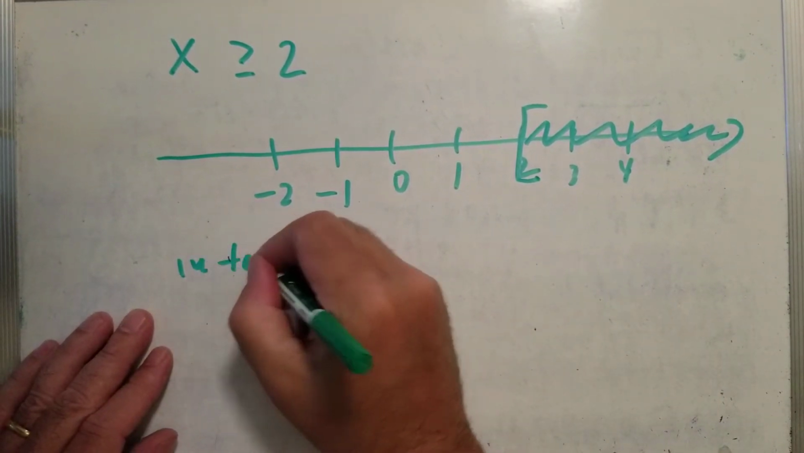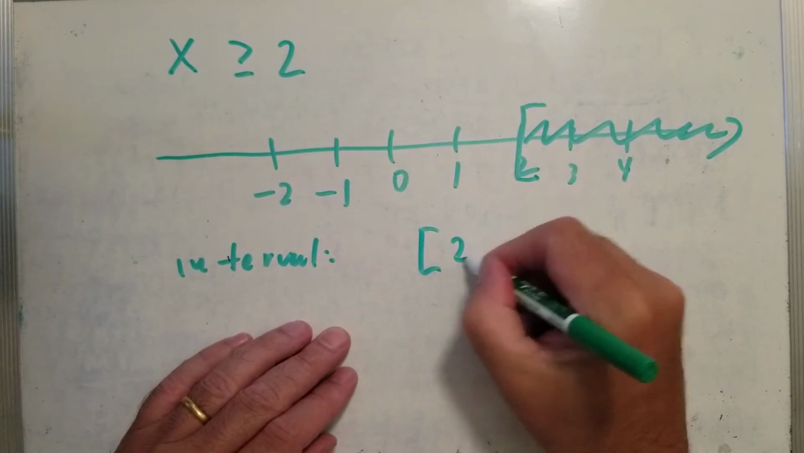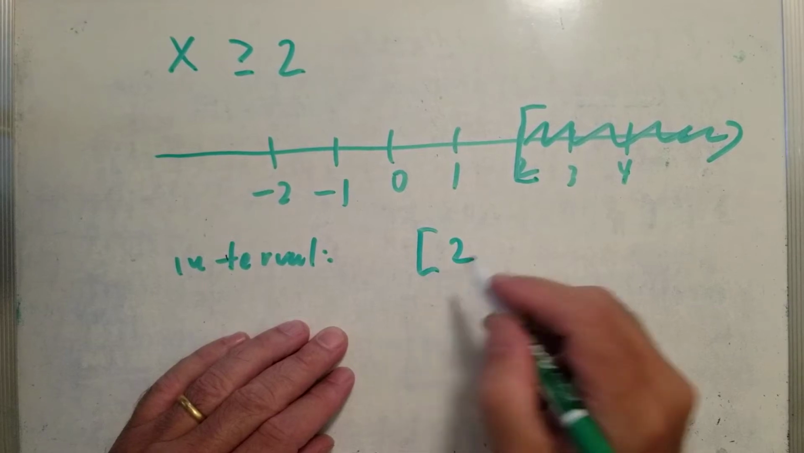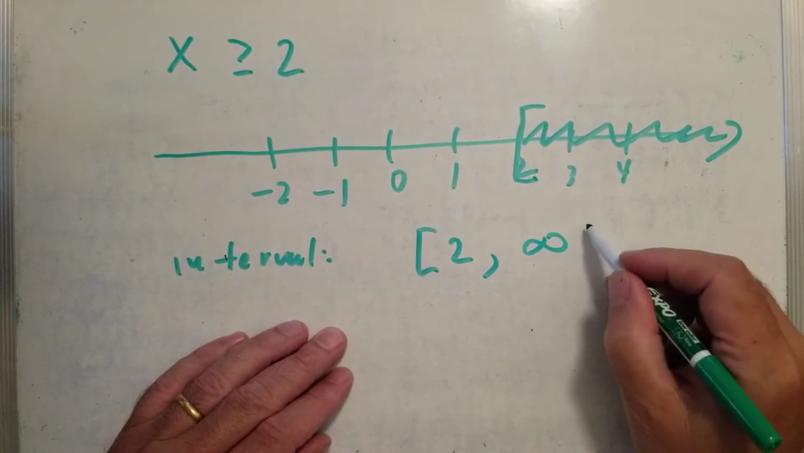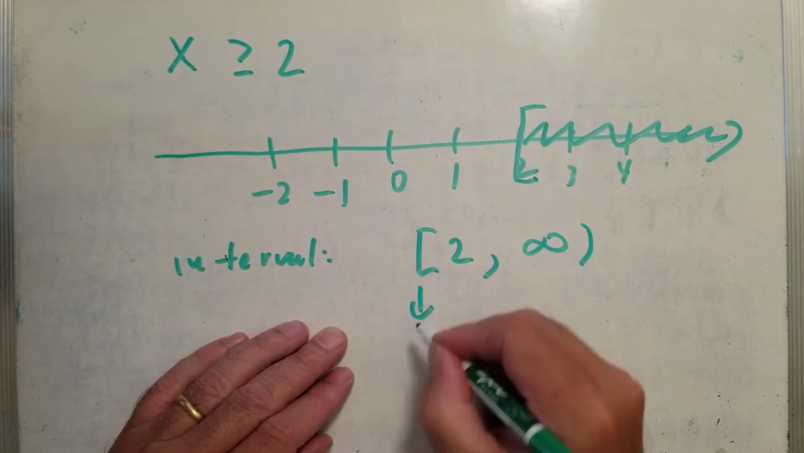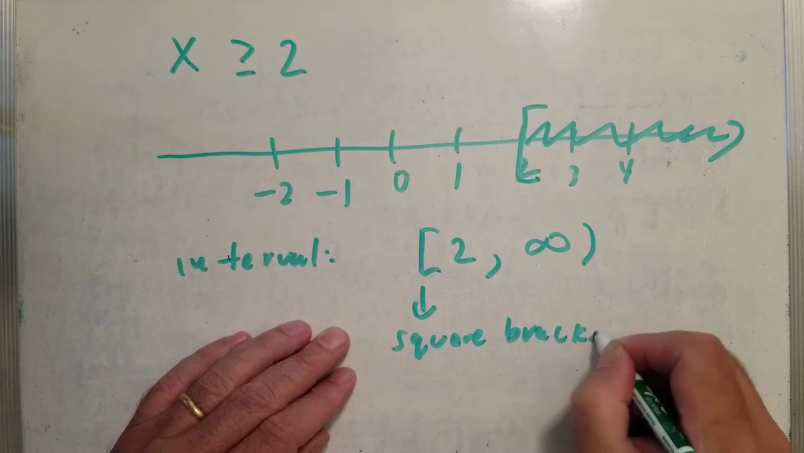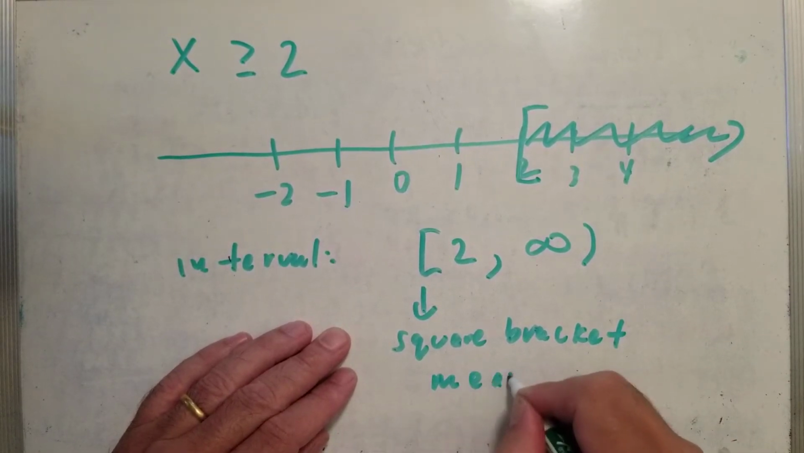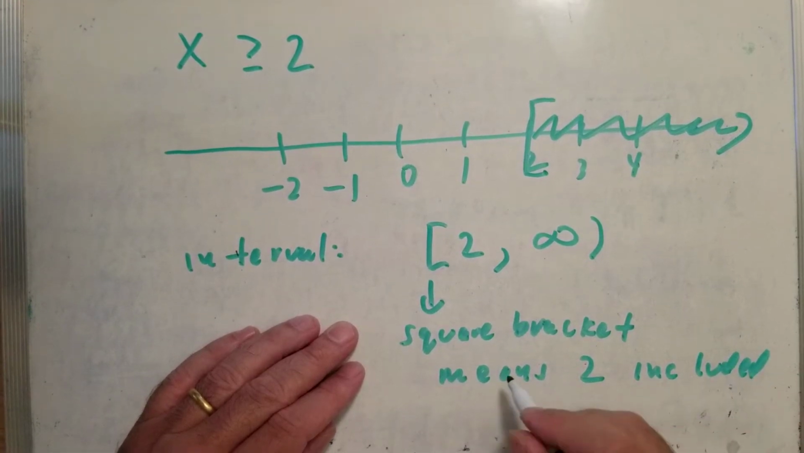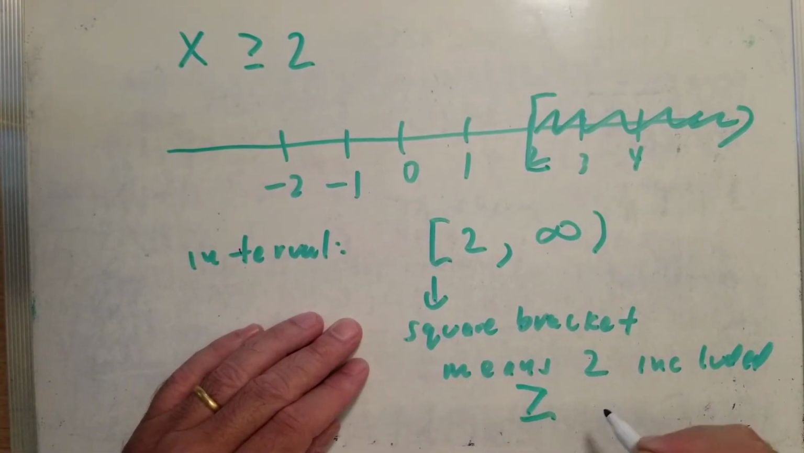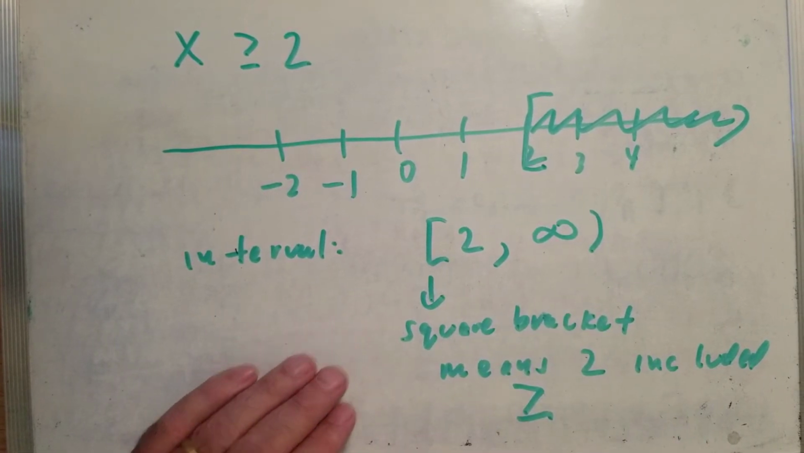In the interval notation, we start at 2, and we're using a square bracket to indicate that 2 is included, and this is going up to positive infinity. Infinities always get a round bracket. So the square bracket, just to reiterate, means 2 is included, and it's because of the symbol greater than or equal that led to using the square bracket.